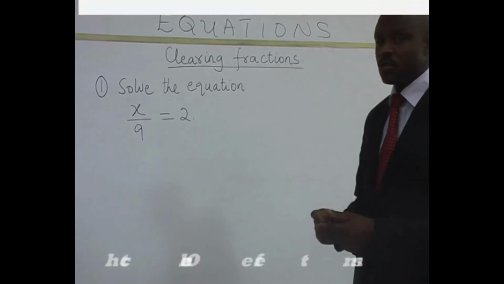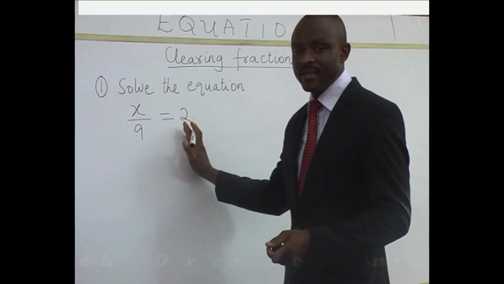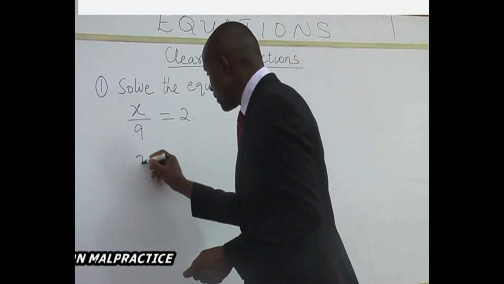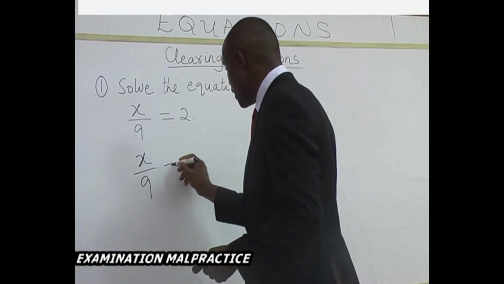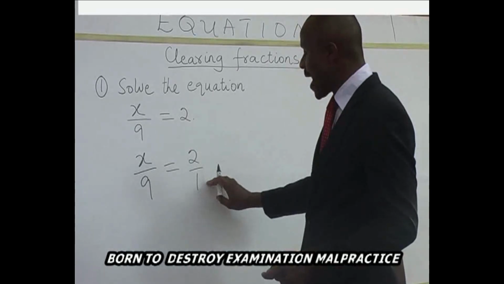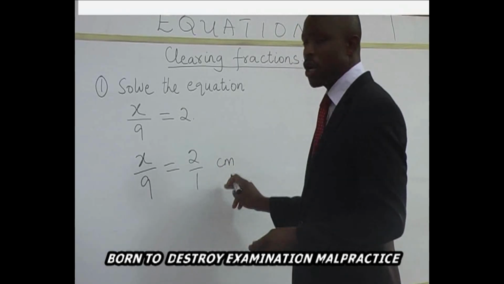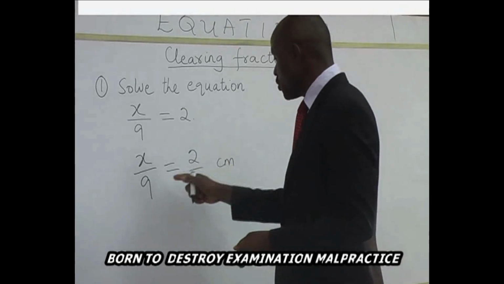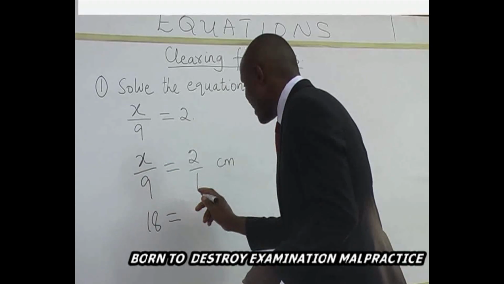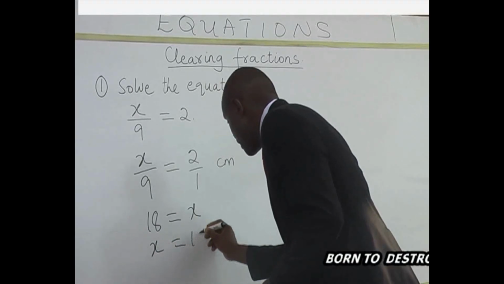If you have something like this to solve, what I'm going to do is write what you have in the right hand side of the equation to be in fraction form so that you can cross multiply. The equation becomes x all over 9 is equal to 2 all over 1. 2 means 2 all over 1 in fraction form. You can now cross multiply. 2 times 9 will give you 18, is equal to x times 1, which will give you x. That means x is equal to 18.